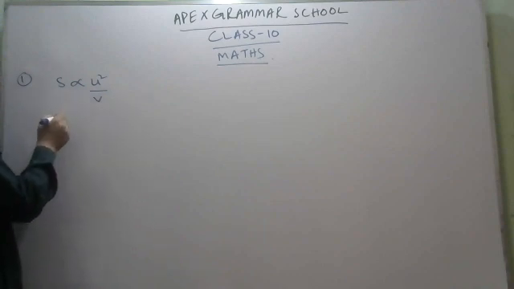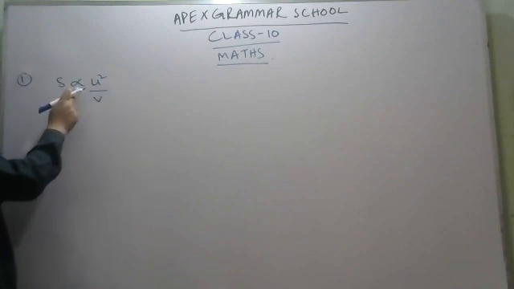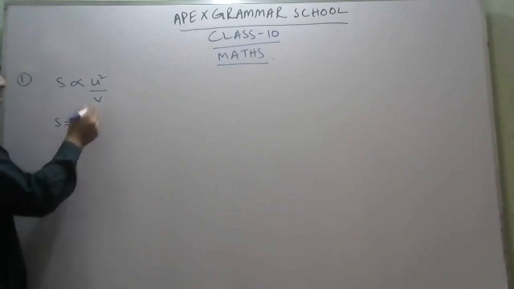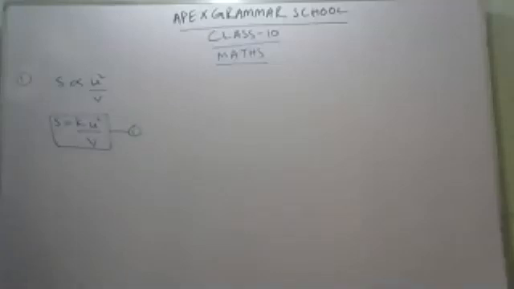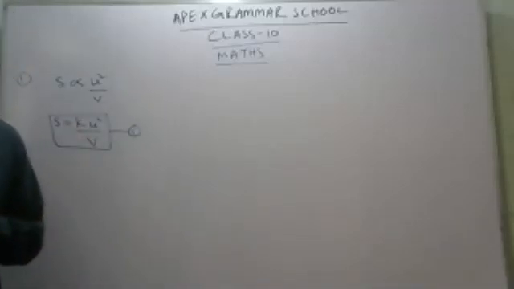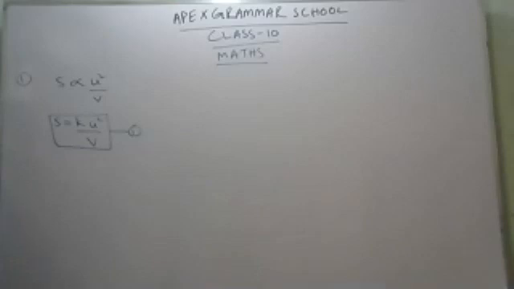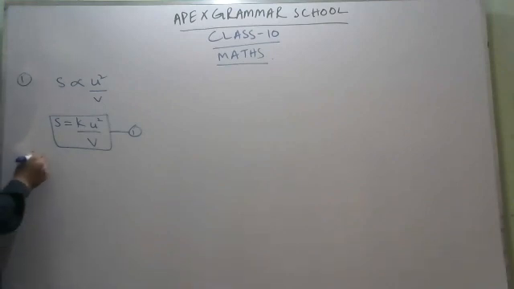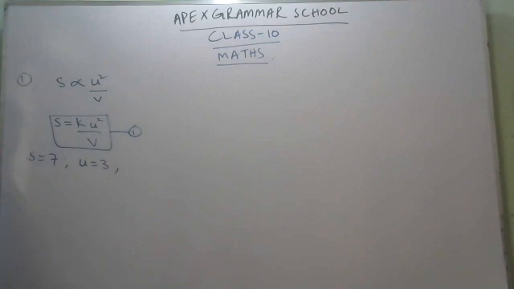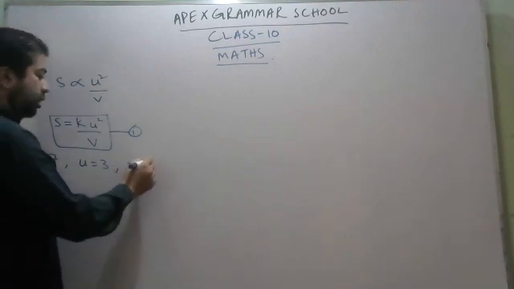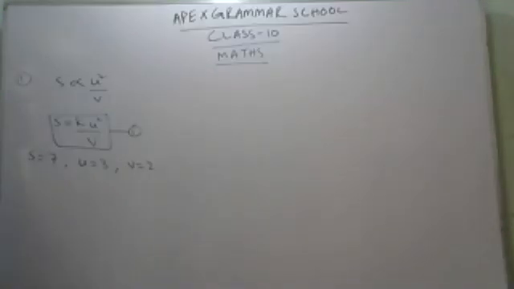Like you know, after removing the directly proportional sign you will have an equal sign and some constant K, and then U square over V. This is the main equation. Now we need to find the value of K. Further, the question statement is, S is equal to 7, U is equal to 3, and V is equal to 2. This is all to find the value of K.